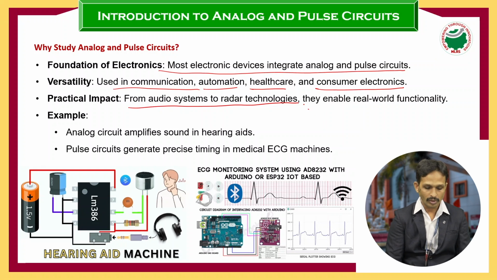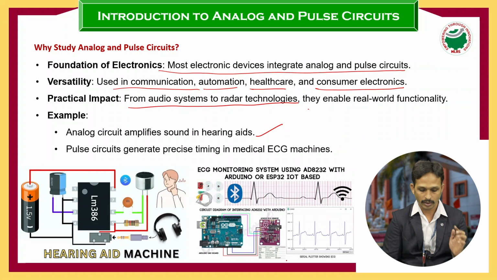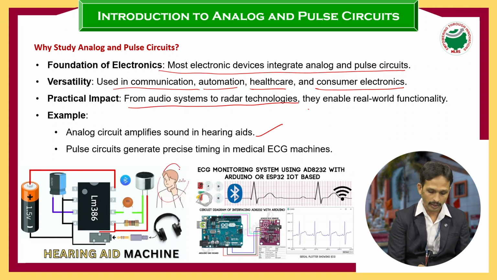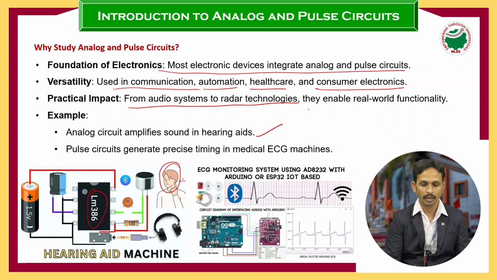Here are some examples. Analog circuits amplify the sound in hearing aids. A hearing aid can be designed with an LM386 circuit, which has basic components like transistors. Using those transistors we can design the amplifier. Whenever we give the sound signal, it is amplified and given to the human ear by the hearing aid device.